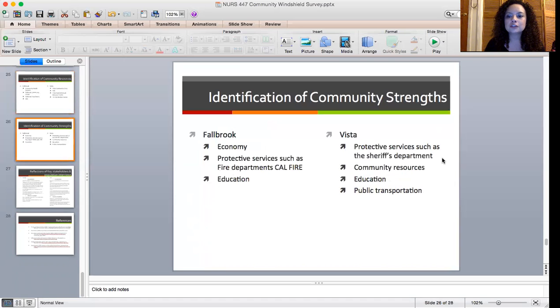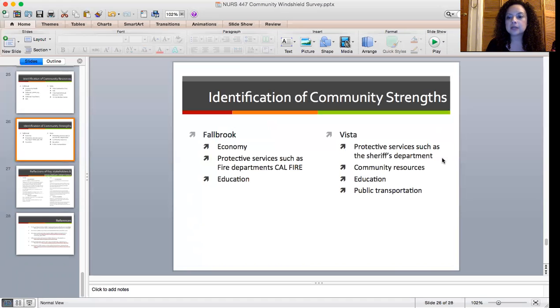So identification of community strengths. In Fallbrook, I found their economy is a strength, as well as protective services such as fire departments and CAL FIRE, because they are at an increased risk for brush fires, and then also their education system seemed to be a community strength.